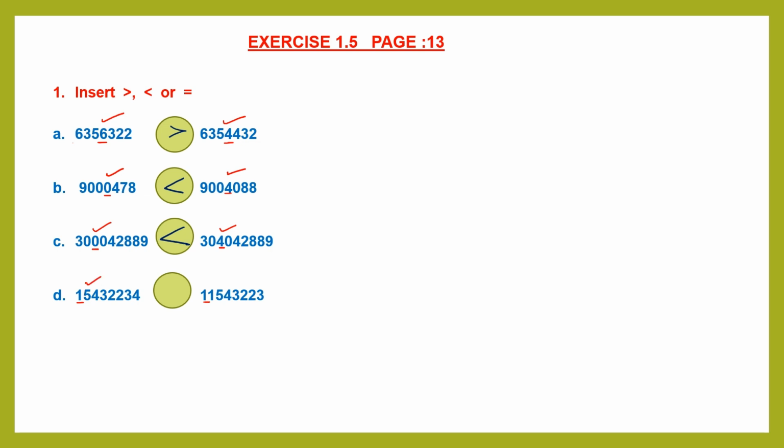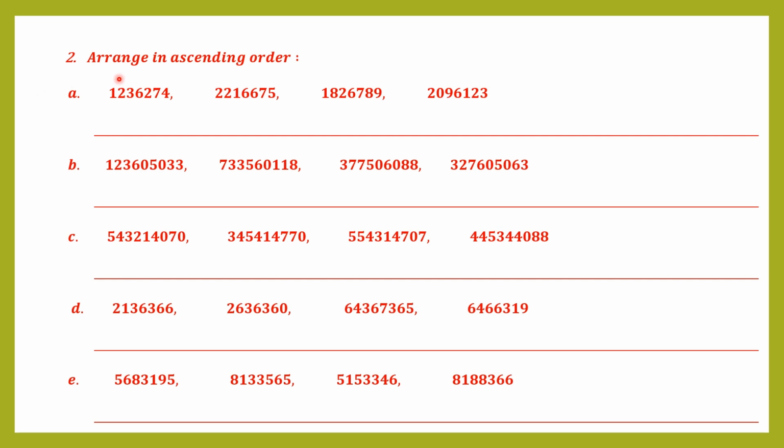So we'll go to the next one. So here we have 5 and here we have 1. So 5 and 1, the greater digit is 5. That means this number is greater than this. So let's put our symbol inside. Question 2. Arrange in ascending order. Ascending means from small to big.